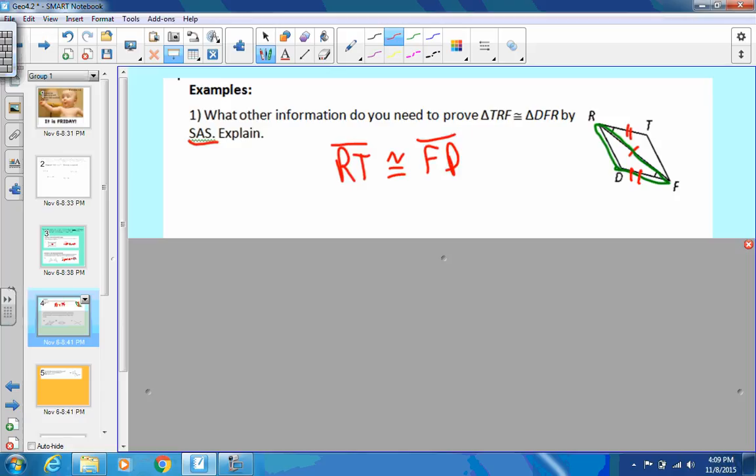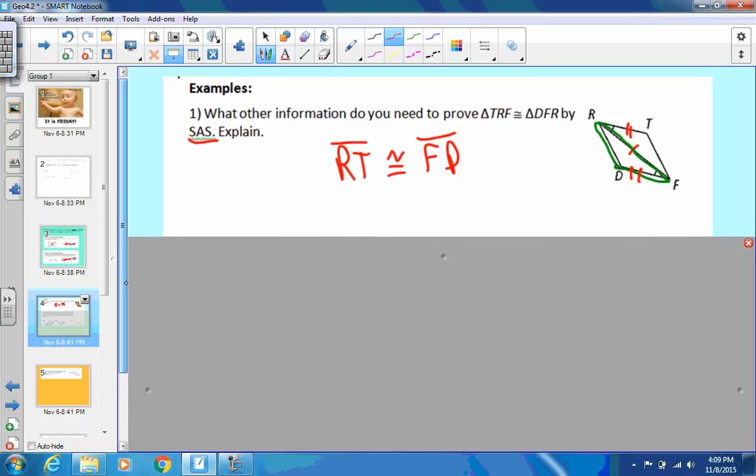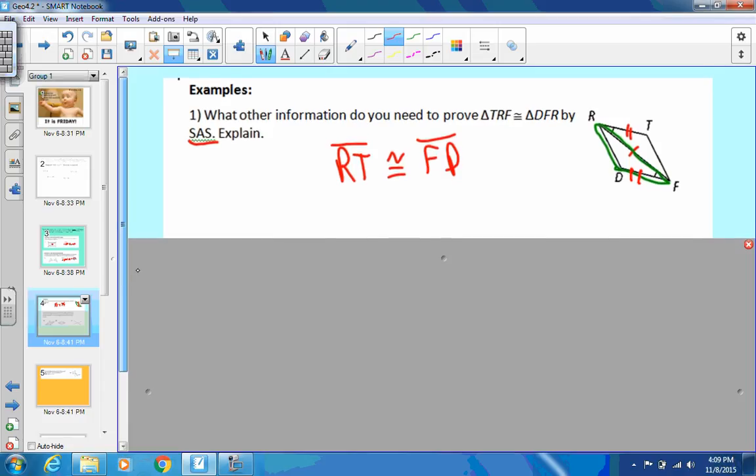And your explanation could simply be because that's the only side that could make it so that you had side, angle, side, with the angle included between those two sides. Right? So if we can prove those are congruent, then we can prove the triangles are congruent.